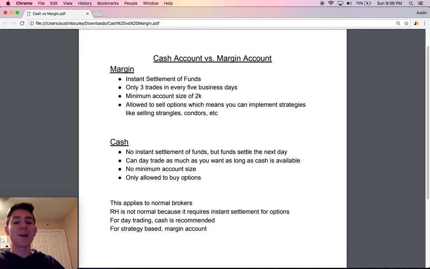Now, if you're doing a strategy-based approach, like you want to sell strangles or condors or verticals, if you want to sell a strategy, you have to have margin because you cannot sell an option without margin. I hope that makes sense, the difference between a cash account and a margin account, and how if you have a cash account with options, you basically bypass the PDT rule, the pattern day trade rule, which says that you only get 3 trades every 5 business days. If you have a cash account, your cash settles, and you can just keep day trading over and over and over.